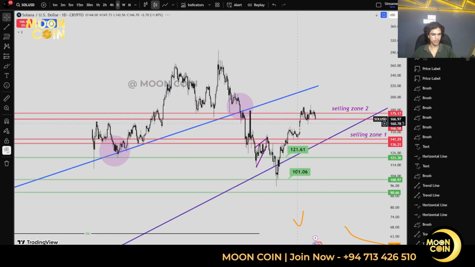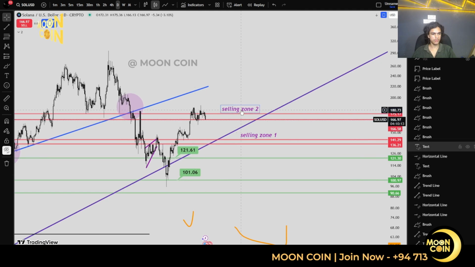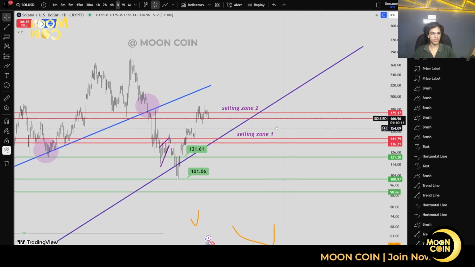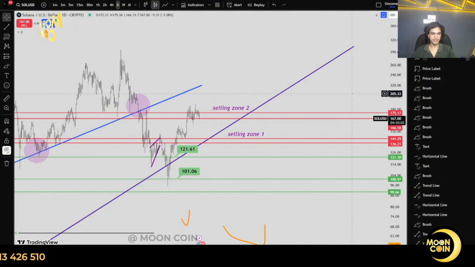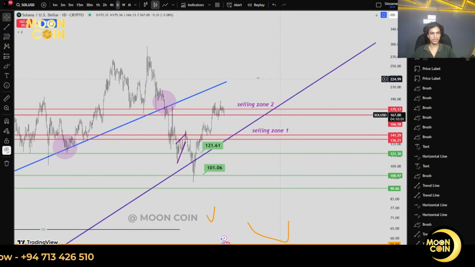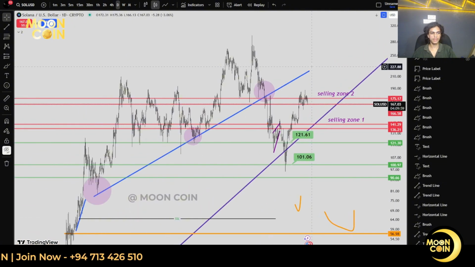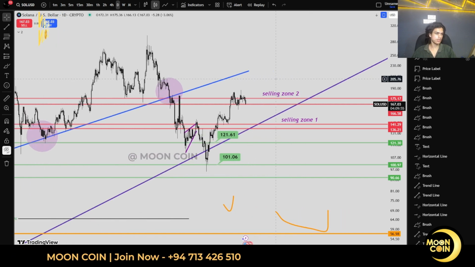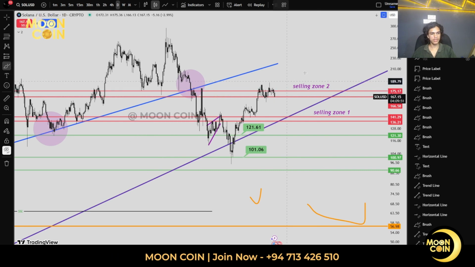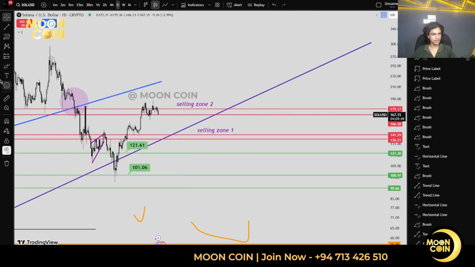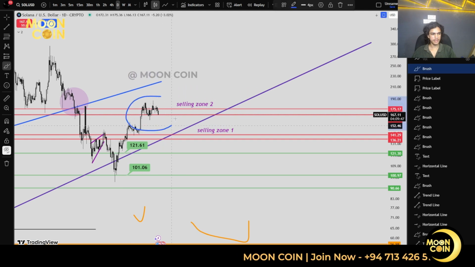When the market was at this level, I told you this is a selling zone. This 141 and 136 price range, and this 175 and 166 price levels, to consider as a selling zone. I have mentioned why I considered them. If you want to know the reasons, go and watch that. And here the market is getting rejected from this level right now.